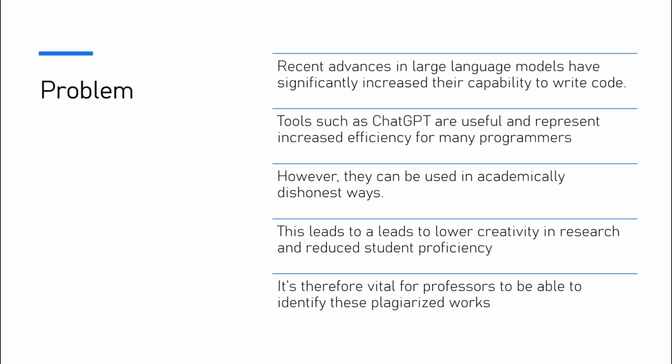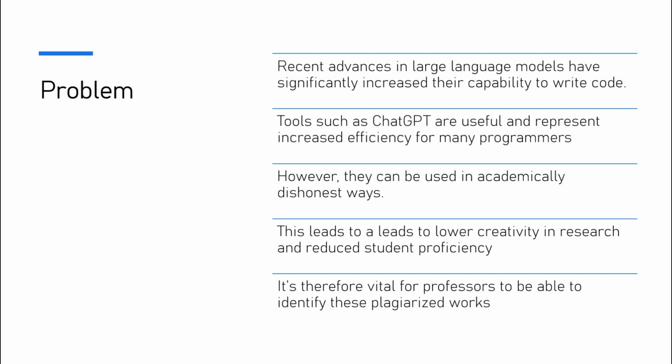So the problem we're having right now is tools like ChatGPT are used by a lot of people to increase their efficiency, but the problem is a lot of people are also using them in academically dishonest ways. This can lead to a lot of people getting jobs and not even being able to tell you what a class is or a method is. So it just reduces student proficiency. And so it's very important for professors to be able to catch on and identify these AI plagiarized works.